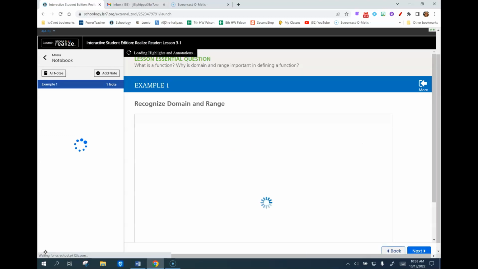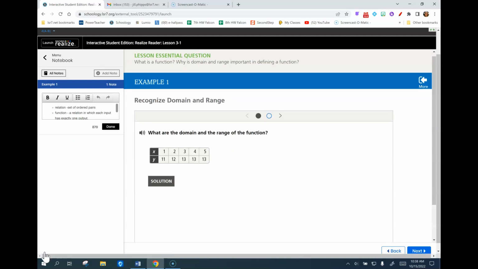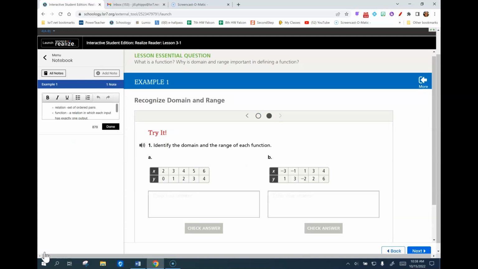Oops, I need to go back for a second. See how there's one black dot right there? You want to go to the next black dot, because that's where it's going to go to your book. So on page 50 now, you're going to identify the domain and the range.